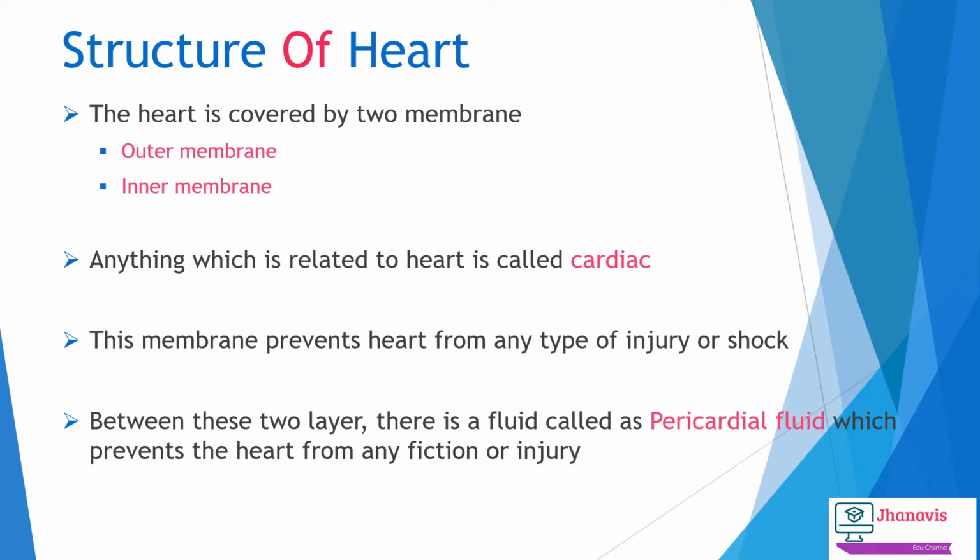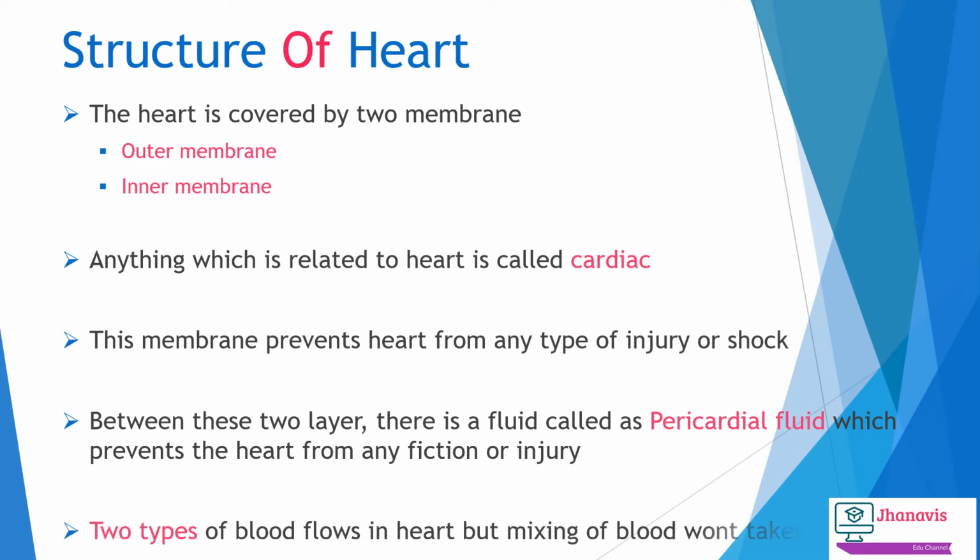This pericardial fluid is very important because it is the fluid which prevents the heart from any type of friction or injury. So the blood which the heart pumps is of two types. That means whatever blood is circulating in the heart is made up of two types. One is oxygenated blood and the other is deoxygenated blood. But we will discuss how the oxygenated blood and deoxygenated blood will be circulated in the later slides.